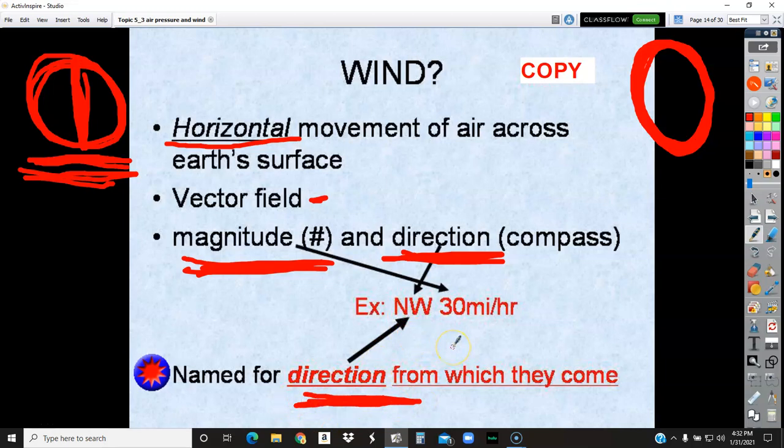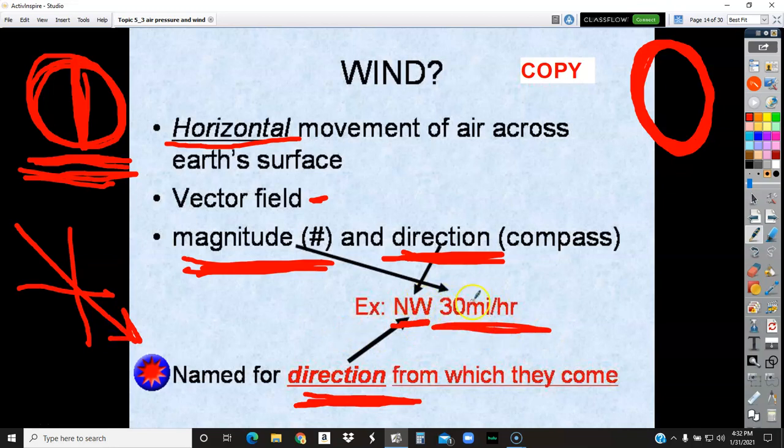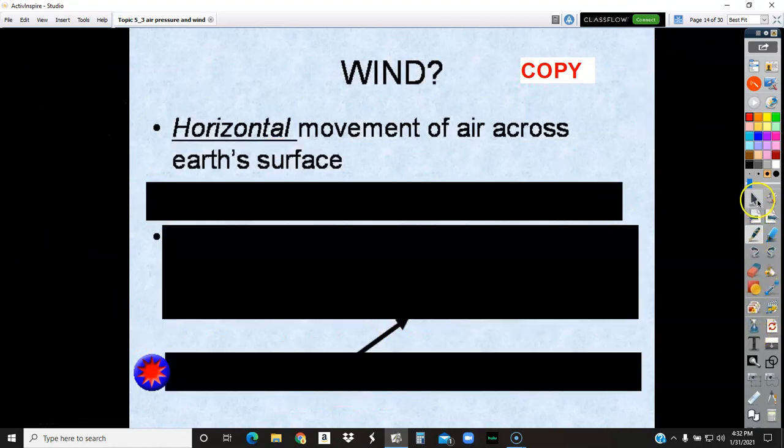So if you're watching the weather channel, listening to the weather, or reading the weather, and they say today it's going to be a cold day, we have northwest winds at 30 miles an hour, that is telling me that the wind is coming from the northwest. So if you've got your compass rose, northwest is up here, right? It's coming from the northwest, blowing toward the southeast, and pretty fast at 30 miles an hour. That's what makes it a vector, because one, it's telling you the speed. Two, it's telling you the direction the wind is coming from and the way it would be heading, which would be opposite. So be careful when you are talking about a wind.